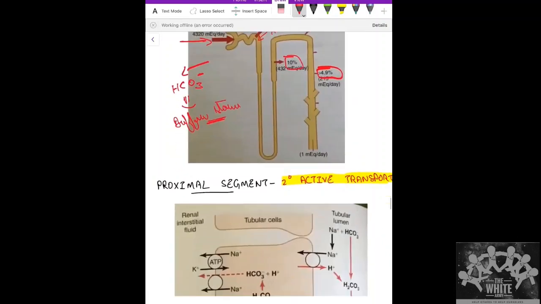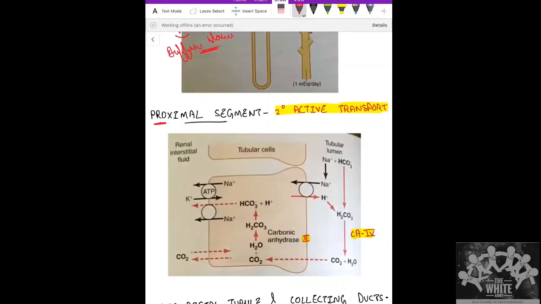So how does this take place? One, in the proximal segment. This takes place by secondary active transport. Why? Because ATP is not directly being used over here. It is used over here: Na plus K plus ATPase acts and drives the Na plus.